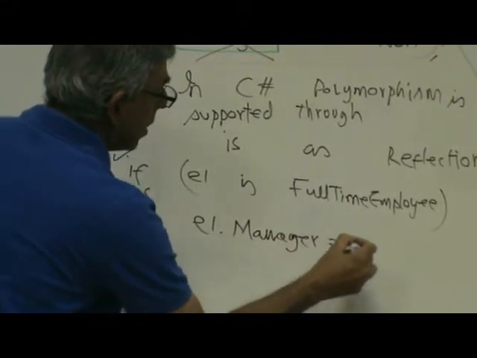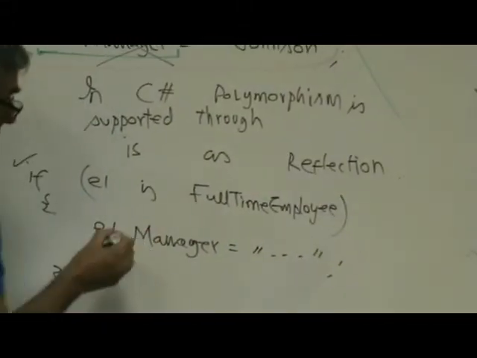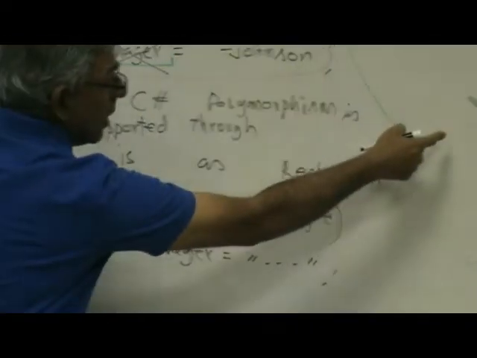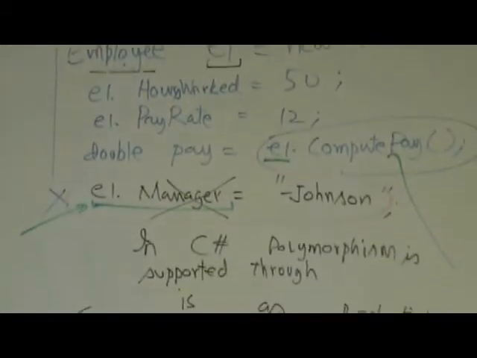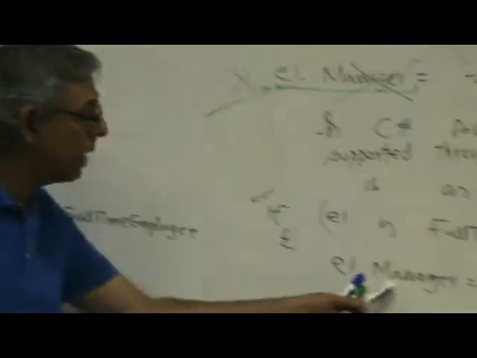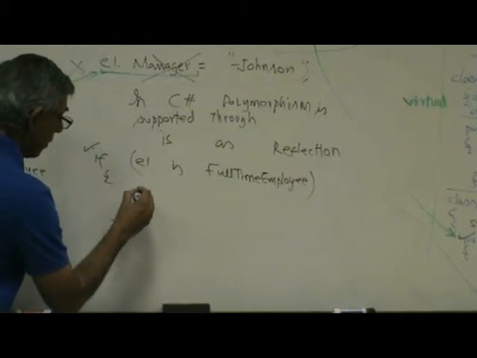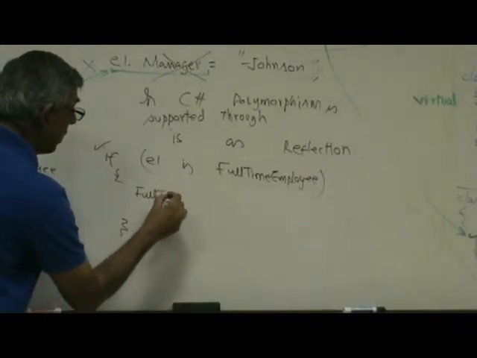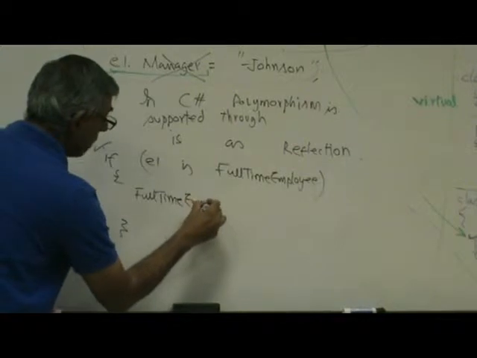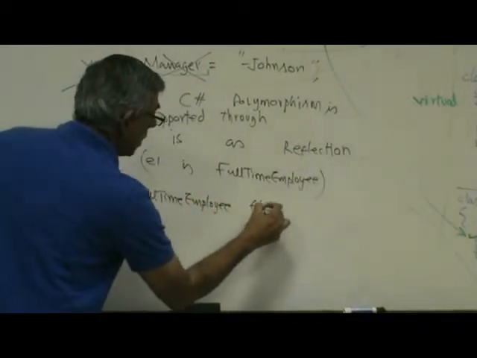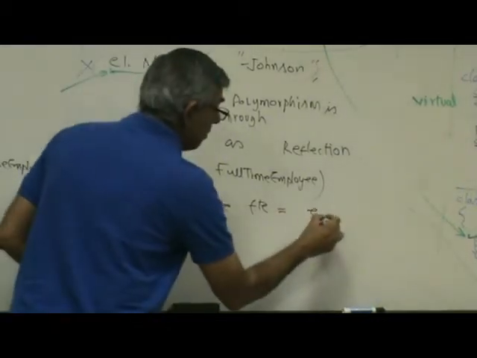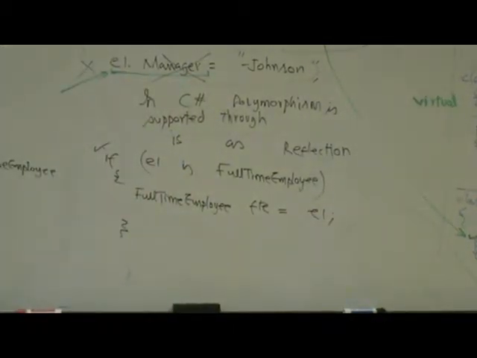Because if we did this, the compiler will again say I don't see manager in E1, which is of type employee. So as we discussed last time, we have to create a reference which is pointing to the full-time employee, and then through that reference try to access the manager. So what we'll do is create a full-time employee reference. Let's call it FTE, equal to, and make it point to the same place E1 is pointing to.